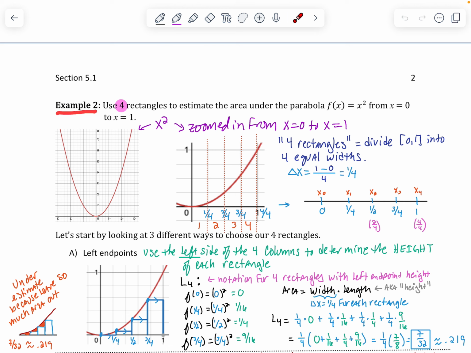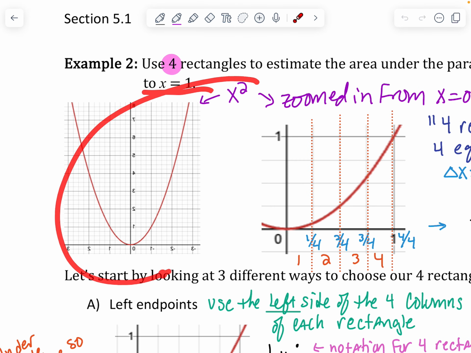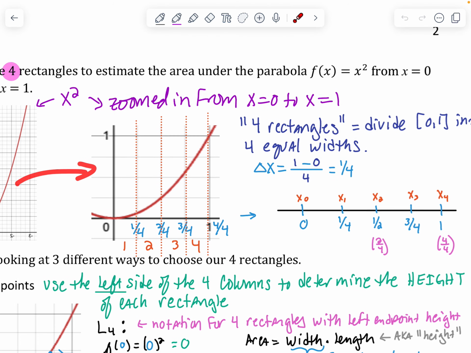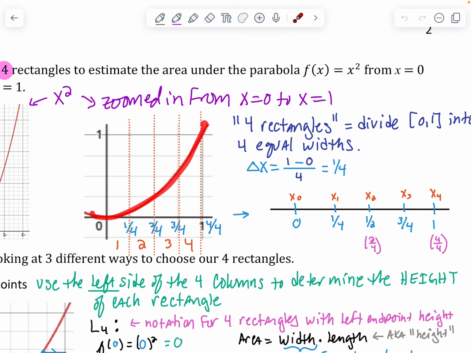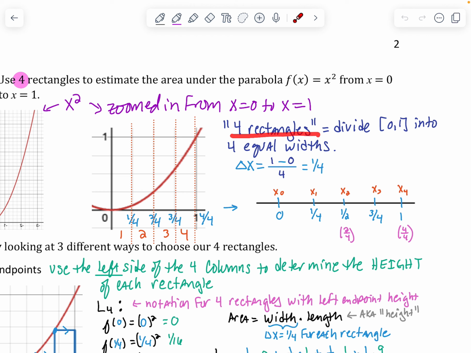Section 5.1, page 2. In example 2, we're asked to use 4 rectangles to estimate the area under a parabola, just a basic x squared at the origin, from x equals 0 to x equals 1. Over here is my basic parabola, and we really just want between 0 and 1, this tiny triangle, which is hard to see. So we've gone ahead and zoomed in over here.